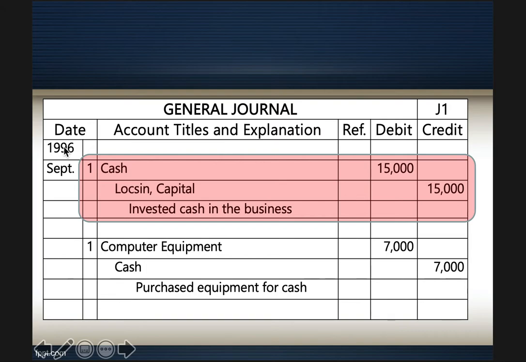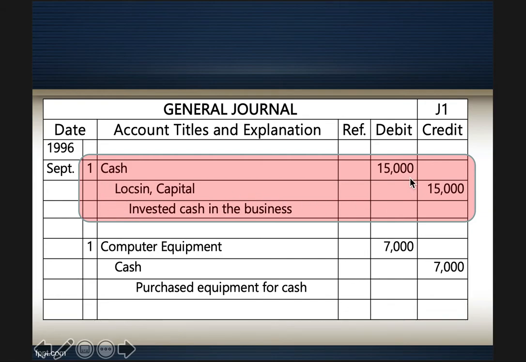You have to write the year only once, and then after that row is the month, and on this narrow row is your date when that transaction happened. So here you have to first input the debit, and after that the next row is your credit account, and take note of the indentation. And on another row you have to put the explanation with an indentation again.